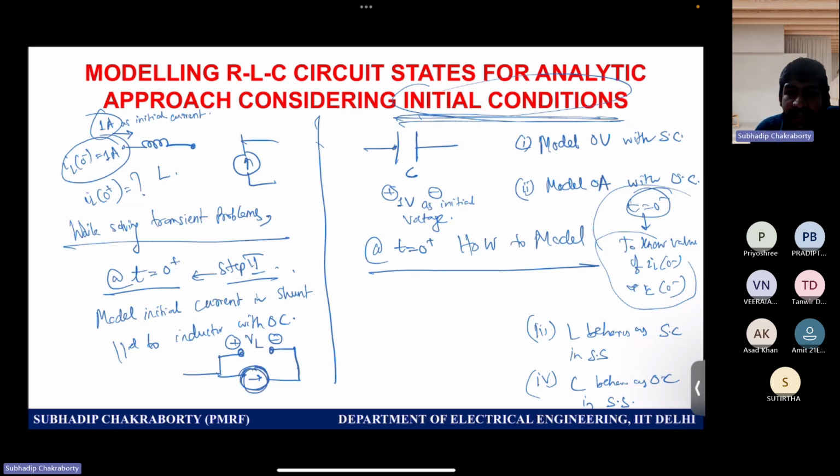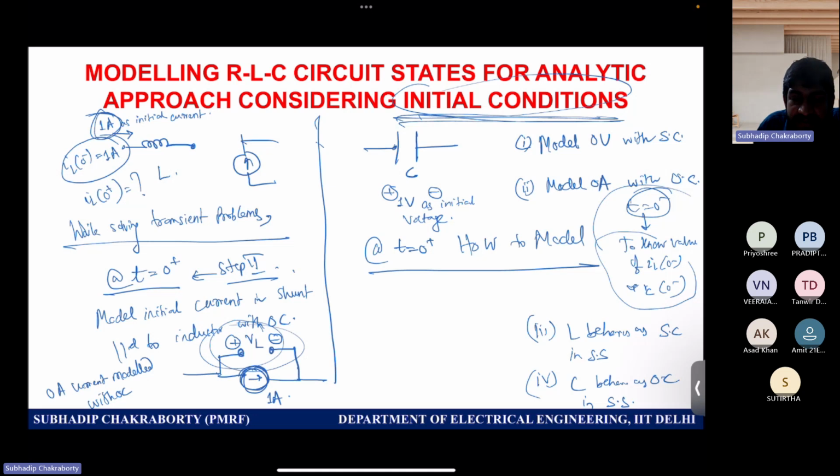You model it with a current source, and its value is 1 ampere. I already told you that 0 current means open circuit; 0 ampere current can be modeled with an open circuit. This part is the zero initial condition assumption, but zero initial condition is not there here, because initially 1 ampere was there. So connect it in shunt. This is the modeling rule.